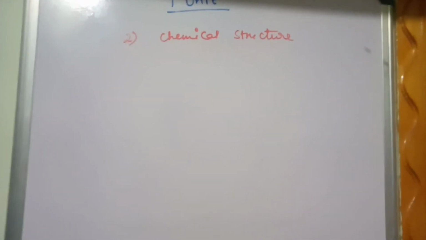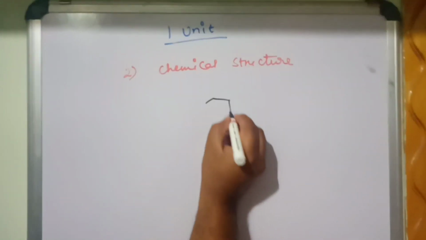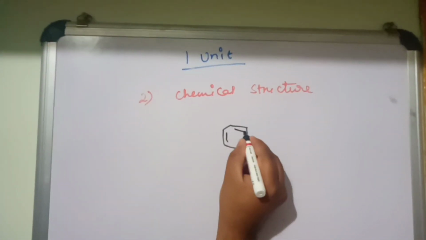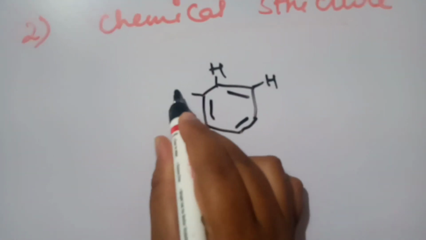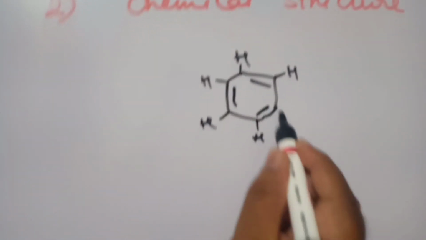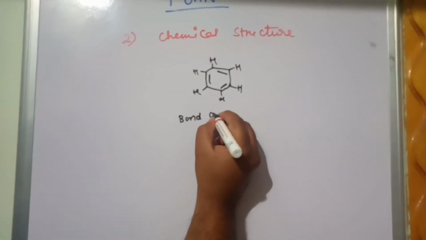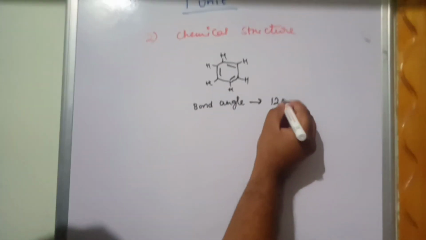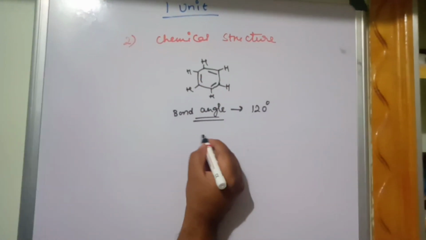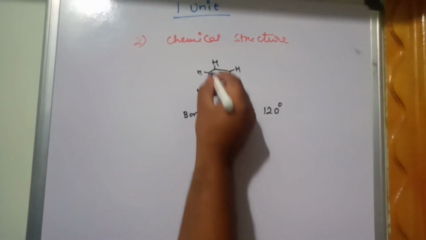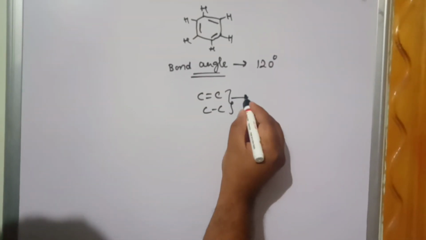What are those things? Practically, in X-ray diffraction studies, you can find that the benzene structure has 6 carbons, 6 hydrogens, alternating double bonds. You can find the bond angle, which is 120 degrees. Why 120 degrees? Because there is a carbon-carbon double bond and also a carbon-carbon single bond. But the carbon-carbon double bond is very important.